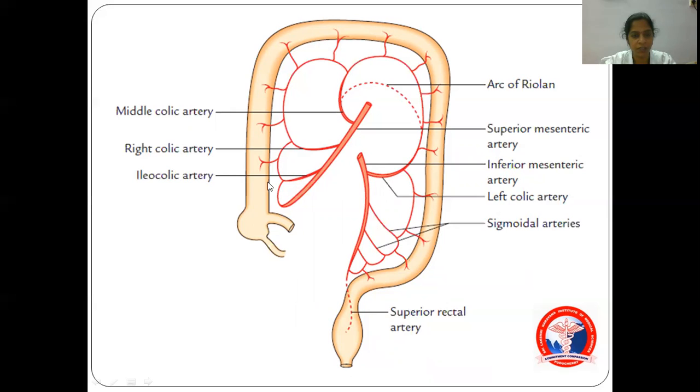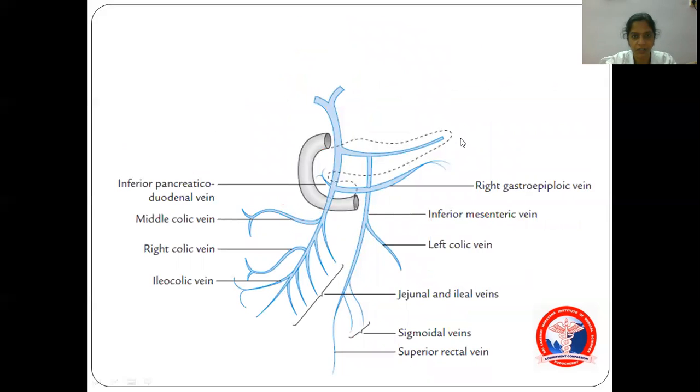Now we are discussing the cecum, so what we need is this ileocolic artery. See here the ileocolic artery. It is a branch of the superior mesenteric artery. Now we'll see about the veins, the venous drainage of this intestine. Here you can see the superior mesenteric vein. This is the splenic vein.